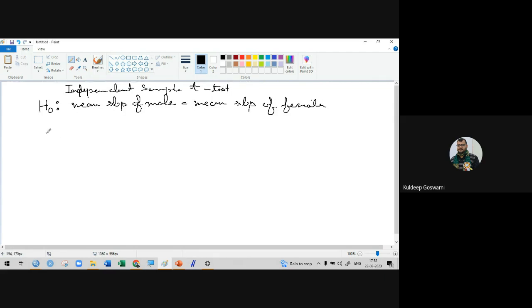Independent sample t-test. Now for this, the alternative hypothesis is that the mean SBP of male and the mean SBP of female are not equal. Now we'll see how to do this.